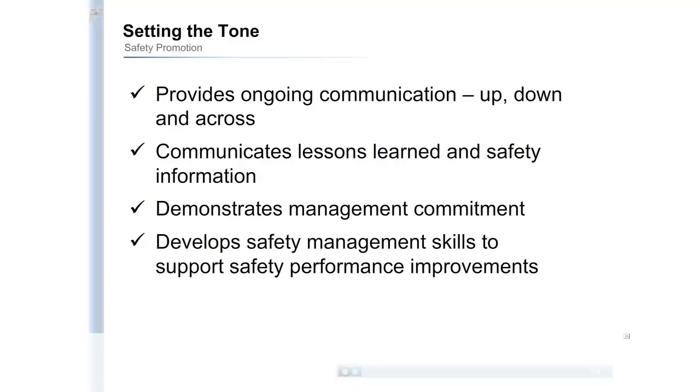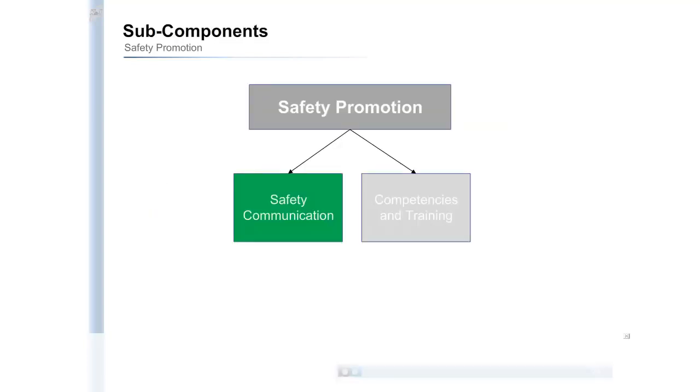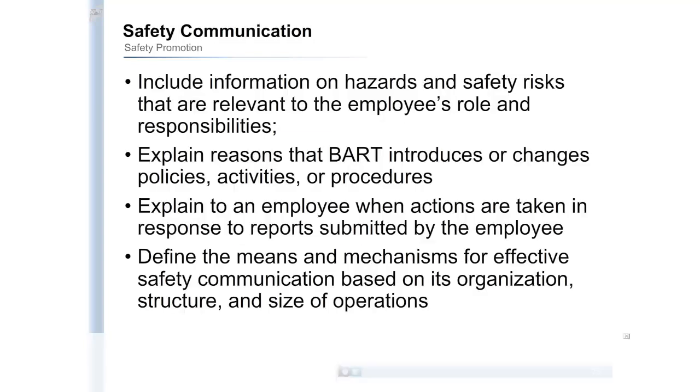Safety promotion provides ongoing communication, up, down and across. It communicates lessons learned and safety information, demonstrates management commitment, and develops safety management skills to support safety performance improvements. Safety communication. Safety communications include information on hazards and safety risks that are relevant to the employee's role and responsibilities. They explain the reasons that BART introduces or changes policies, activities, or procedures, and explain to an employee when actions are taken in response to reports submitted by the employee.